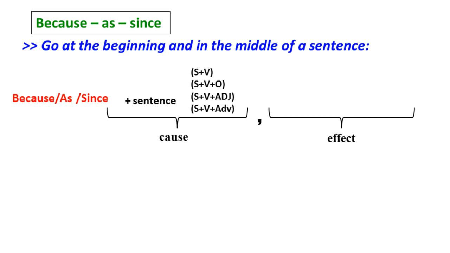Well, let's have a look at the first group of linking words of cause. Because, as, and since. They are grouped like this because they are used in the same way. So these linking words can go at the beginning or in the middle of a sentence. So when you want to use because, as, or since to introduce a sentence, you should use them like this: because, as, since, plus cause, comma. We put a comma to separate the cause from the effect, plus effect.